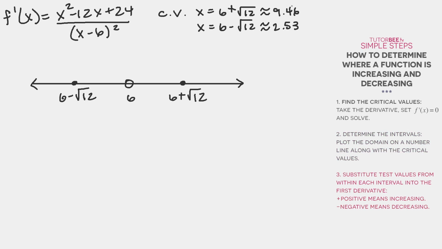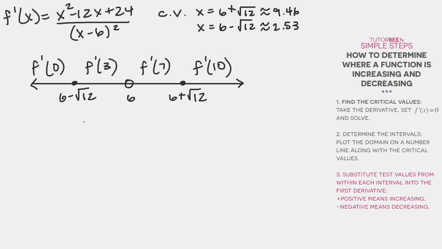Now that we know it as a decimal, it's easier to pick numbers. We're moving on to step 3, by the way. So we can sub in our test values into the first derivative. For this interval, let's choose 0. 0 is always a nice number to sub in. So that's to the left of 2.53. Now we need a number between 2.53 and 6. So let's choose 3. The smaller the number, usually the easier it is to work with. Then between 6 and 6 plus root 12, I'm going to go with 7. And then beyond 6 plus root 12, I'm going to go with 10.